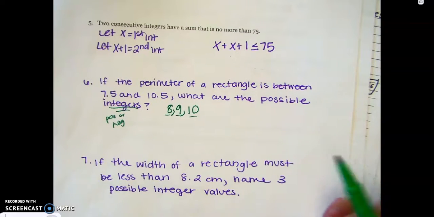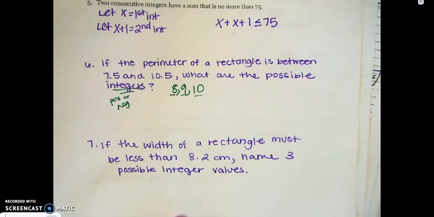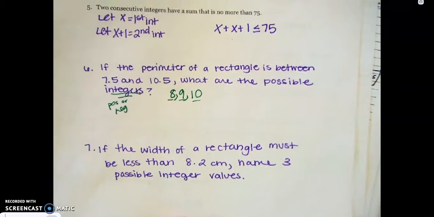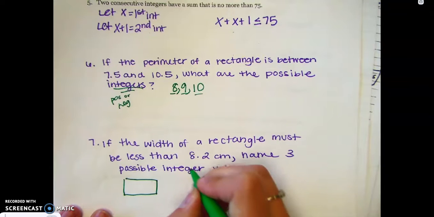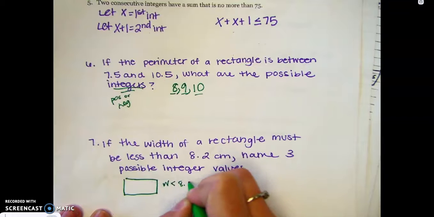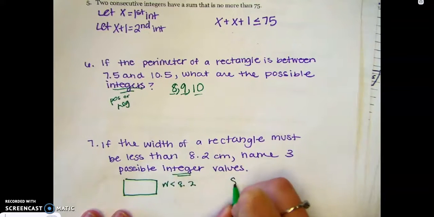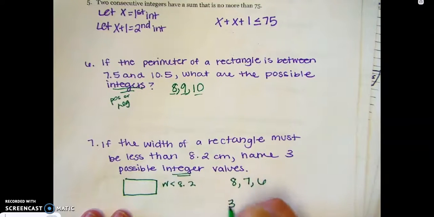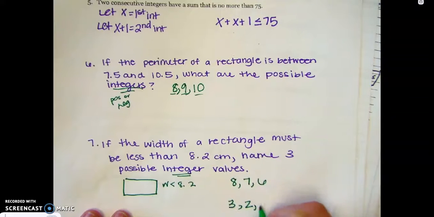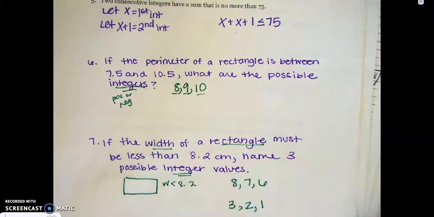Okay. If the width of a rectangle must be less than 8.2, name 3 possible integer values. I'm going to draw my rectangle. The width has to be less than 8.2, so what possible integers? Integer means whole number. If it's less than 8.2, I can have 8, 7, 6, 3, 2, or 1. However, because we're talking about the width of a rectangle, I can't have a negative width. So I would just keep to positive numbers, but you only have to name 3.